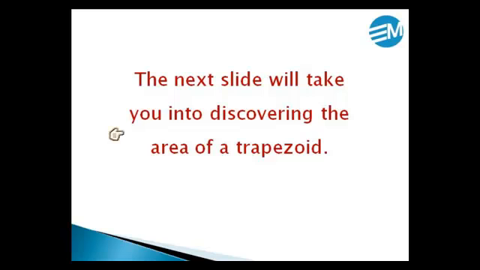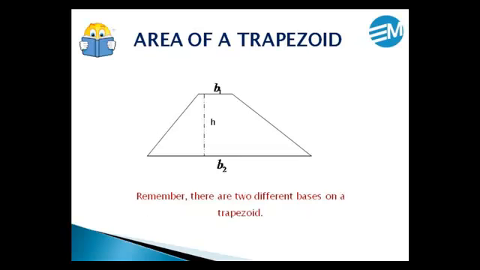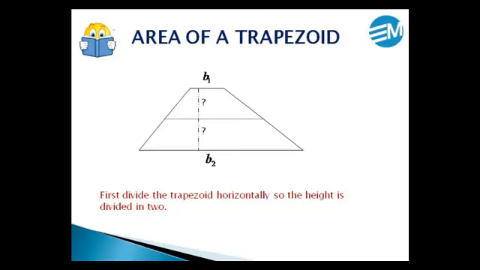Now we will discover the area of a trapezoid. How will we find it? Look here carefully. Let's say this is a trapezoid. This is base 1, this is base 2, and this is the height of the trapezoid. Now we divide it into two parts. This is the midpoint of this side, or you can say you divide the height into two parts.